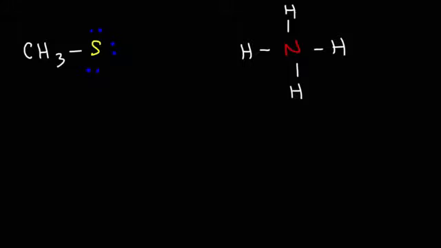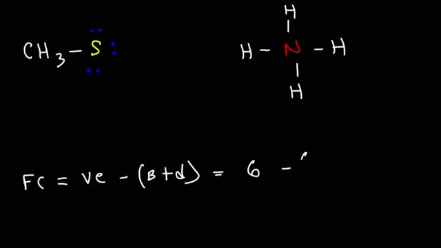So let's begin. Let's start with sulfur. Let's write the formula. So the formal charge is going to be the number of valence electrons minus the sum of the bonds and dots around that element. Now, how many valence electrons does sulfur have? Sulfur is found in group 6A of the periodic table. If you look for sulfur, it's right under oxygen, and it's in group 6A, which means that sulfur has 6 valence electrons. In this structure, it only has one bond attached to it.